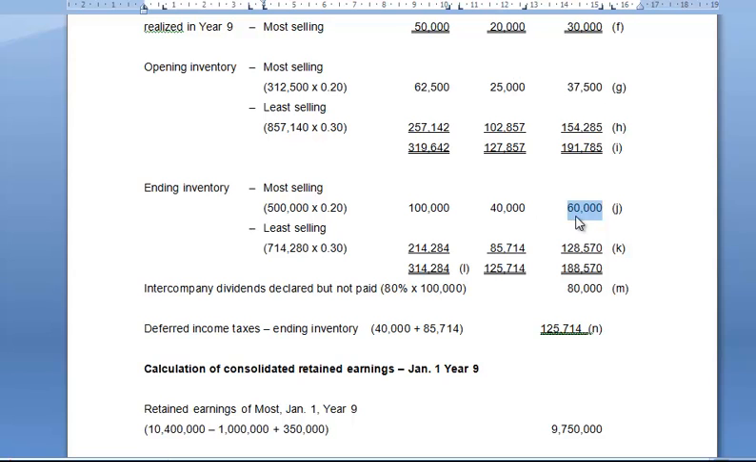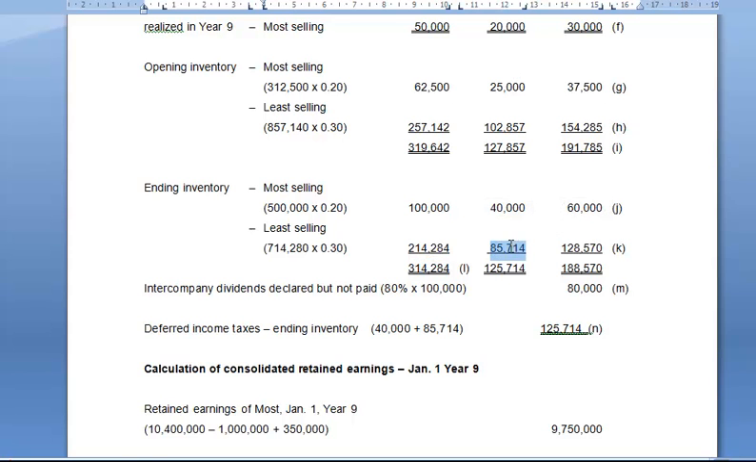Similarly with Leased, when Leased was selling, they booked profit before tax of $214,284, which is sitting in the intercompany inventory, which is sitting in Most's inventory because Leased was selling. So the question tells us that there's $714,280 that Most hasn't yet unloaded of what it bought from Leased, and that has profit of 30% because Leased charges 30% profit on that. So there's $214,284 sitting in Most's inventory, which represents profit.